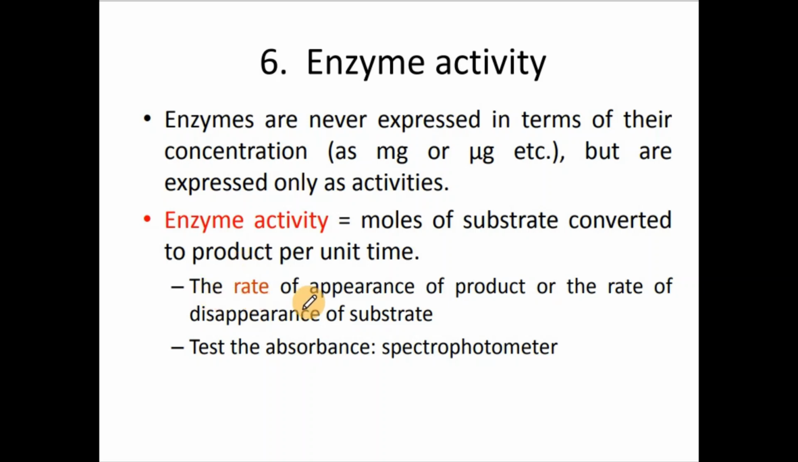The rate of a chemical reaction, the rate of the appearance of the product, or the rate of the disappearance of the substrate defines the enzyme's activity. So if you say an enzyme is having higher activity, it means the rate of the appearance of the product, or the rate of the disappearance of the substrate is very fast. So normally we test the enzyme activity using what we call a spectrophotometer, which takes the absorbance, the concentration of the product formed in a particular reaction.